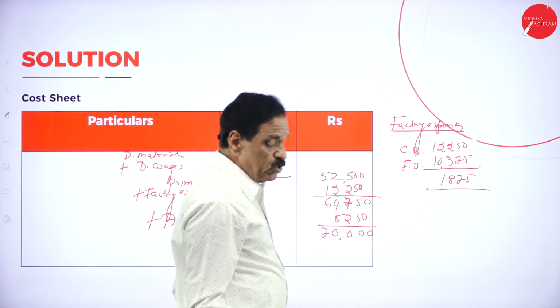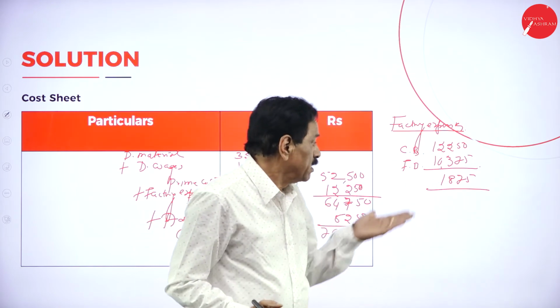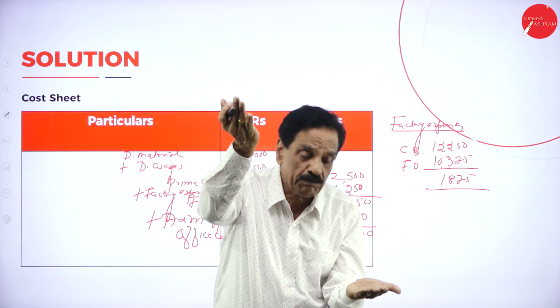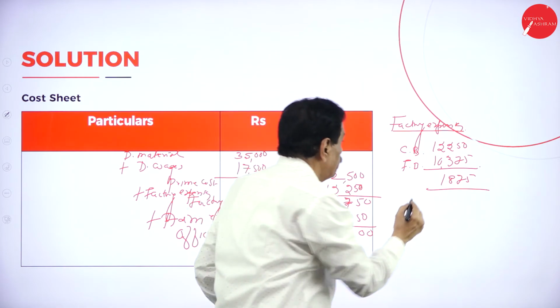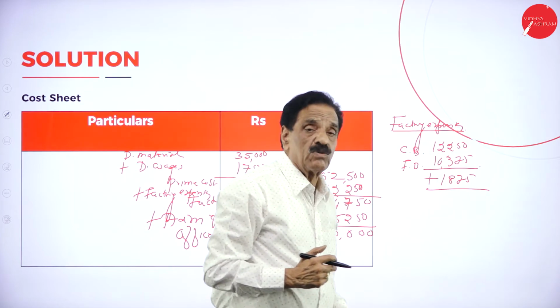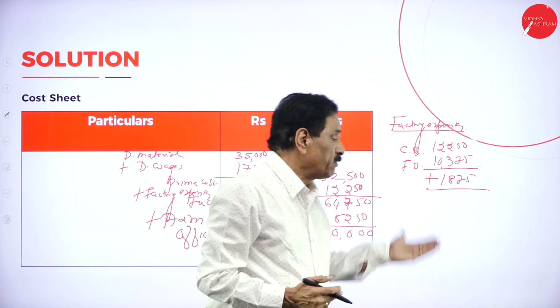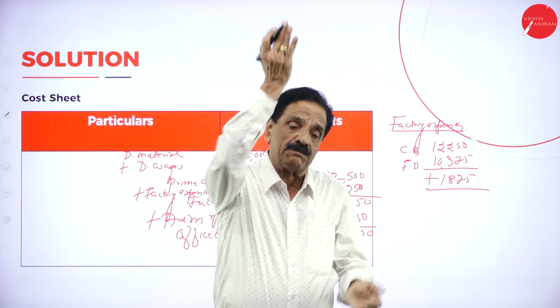1,875. Who charges more? Costing charges more, so their profit will be less. Financial profit charges less, so their profit is more. Whose profit is less? Costing profit is less, financial profit is more. What to do? Add back. I will repeat: cost book is 12,250, financial book is less, so financial profit is more and costing profit is less. To reconcile, add back.